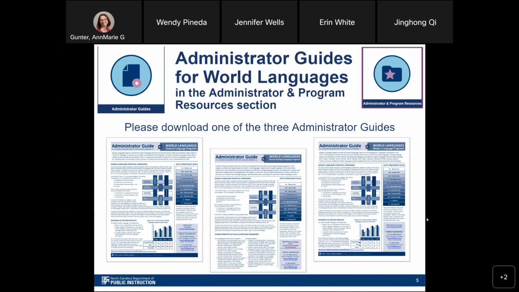So we have an administrator guide for classical language programs like Latin and Ancient Greek. We have one for dual and heritage language programs like dual language immersion and heritage language or native speakers programs. And we have one for modern language programs, which is when you're learning a language as a separate subject. You can see as you're looking across, those are just screenshots of each of the three. Obviously, they all start with some information about our World Language Essential Standards, our state standards, and the actual proficiency scale.